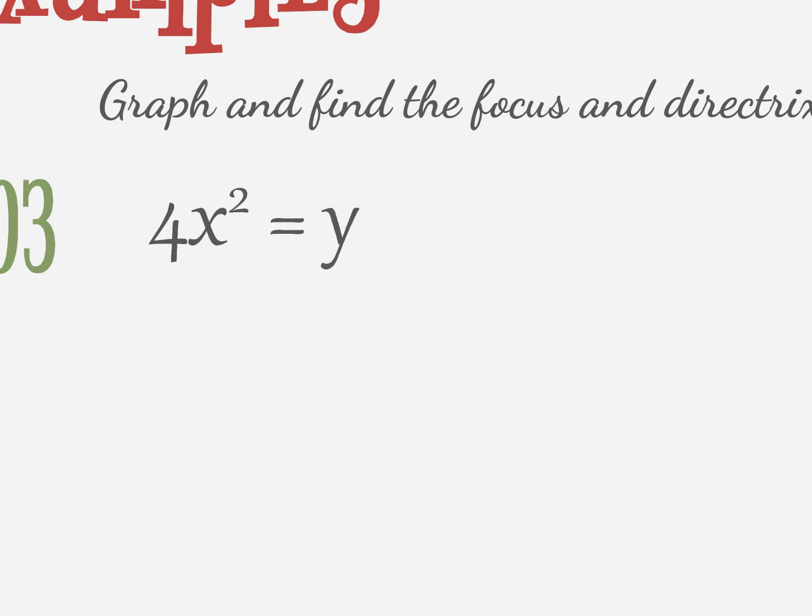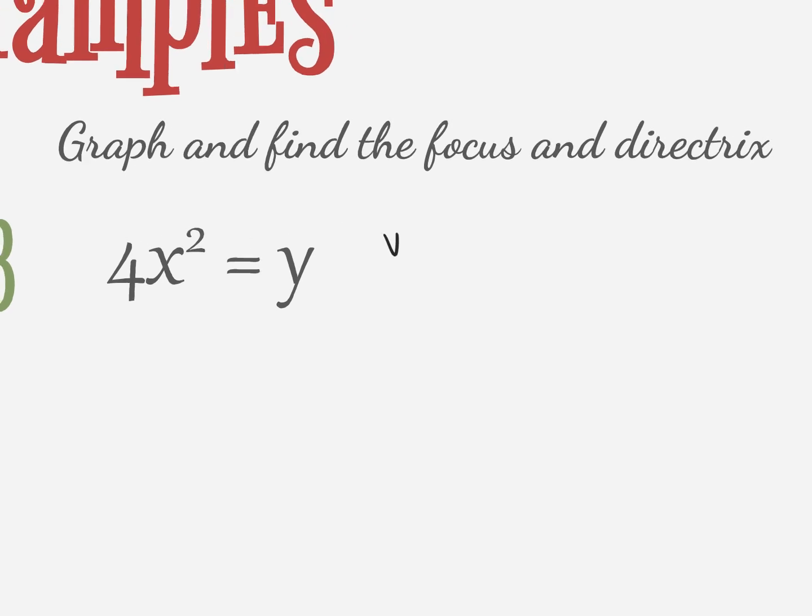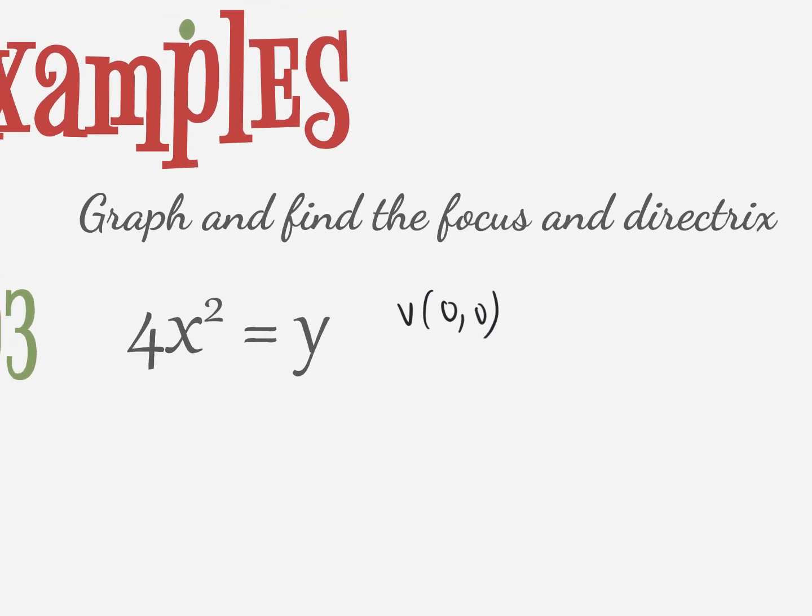Okay, same way. All right, where's my vertex? It's still at 0, 0. We're not moving left to right. Is this set up exactly the same way as before? Think about what our two formulas are. It's x squared equals 4py, right? Or y squared equals 4px.